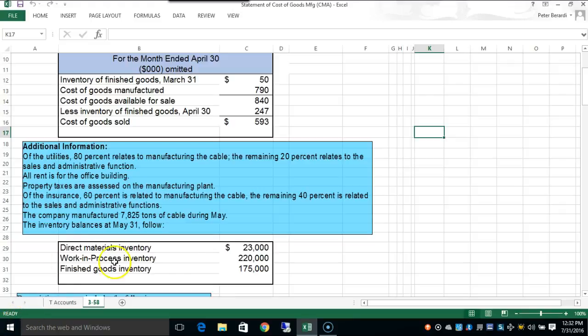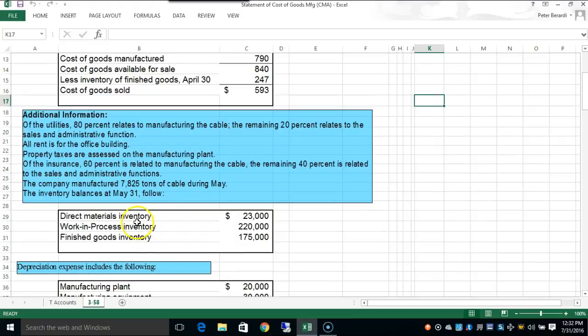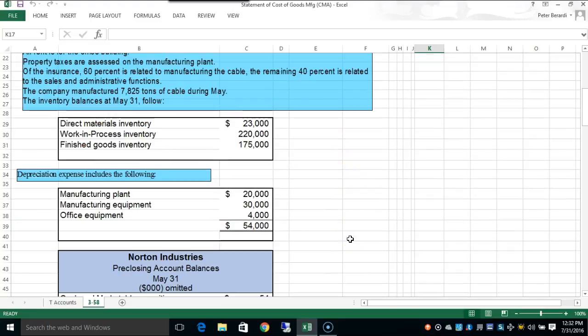The following inventory balances as of May 31st are right here presented: direct materials, WIP, and finished goods. Depreciation expenses are as follows: for the manufacturing plant, $20,000, manufacturing equipment, $30,000, office equipment is $4,000. So right off the bat, you know 20,000 and 30,000 will be included in the statement of cost of goods manufactured as manufacturing overhead, and 4,000 will be included as office equipment and selling and admin expense on the income statement.